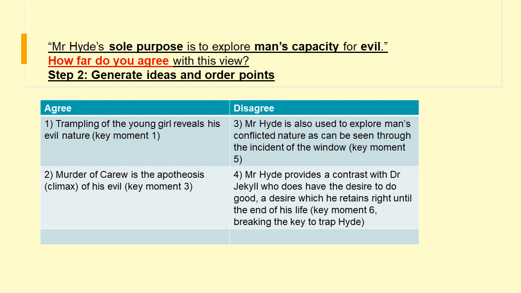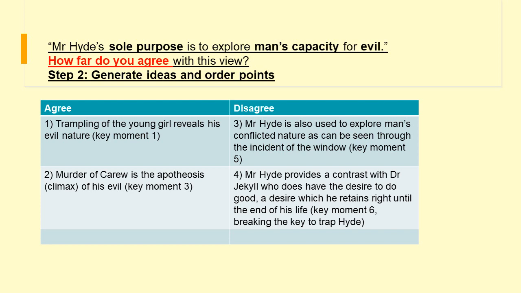And then instead of flip-flopping between agree, disagree, I think it's much stronger if you go with your main position and then have your counter argument, or if you're balancing, go for 2 agree, first start with agree, then disagree. So then I would go on to point 2, which is my other agree point, and I would talk about the murder of Carew as the apotheosis, which means climax of his evil, which is key moment 3. So I've now agreed with the statement. I'm now going to move on to disagree.